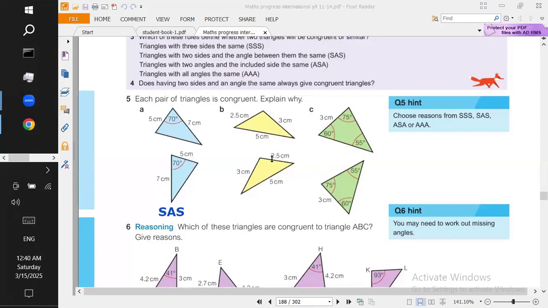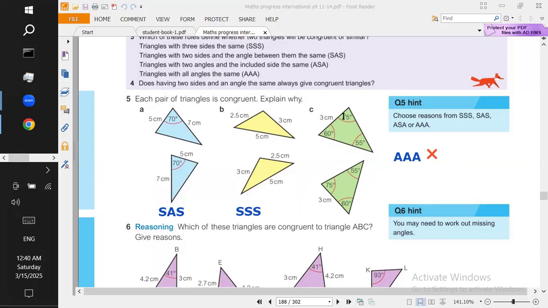As we said, you need at least one side to say that these triangles are congruent. Here, this line is the same as this one, 5 is the same as 5, 3 is the same as 3. So all three sides are the same. So you're going to say SSS. Here, we have three angles and a side. In this question, we can't say AAA because AAA doesn't mean congruent triangles. AAA means similar triangles because triangles can be enlarged but still have the same angles.